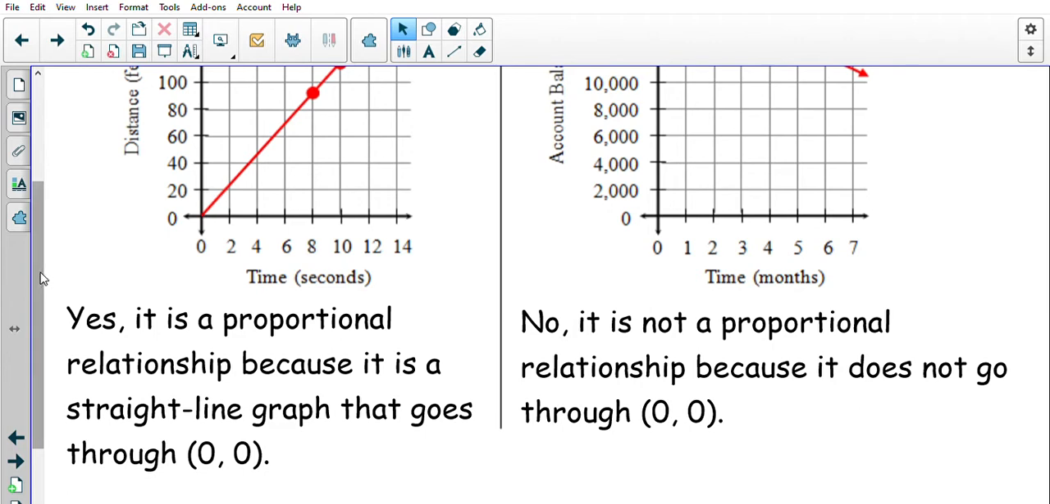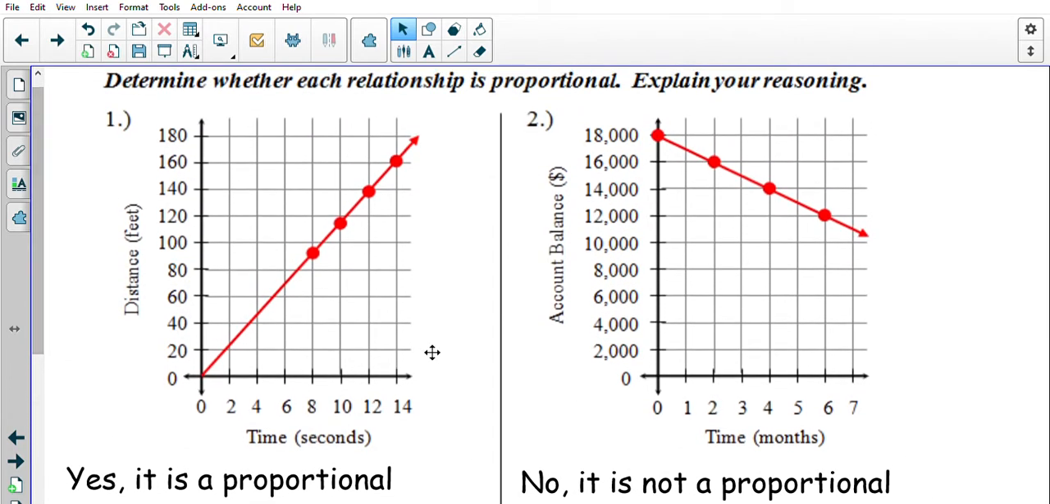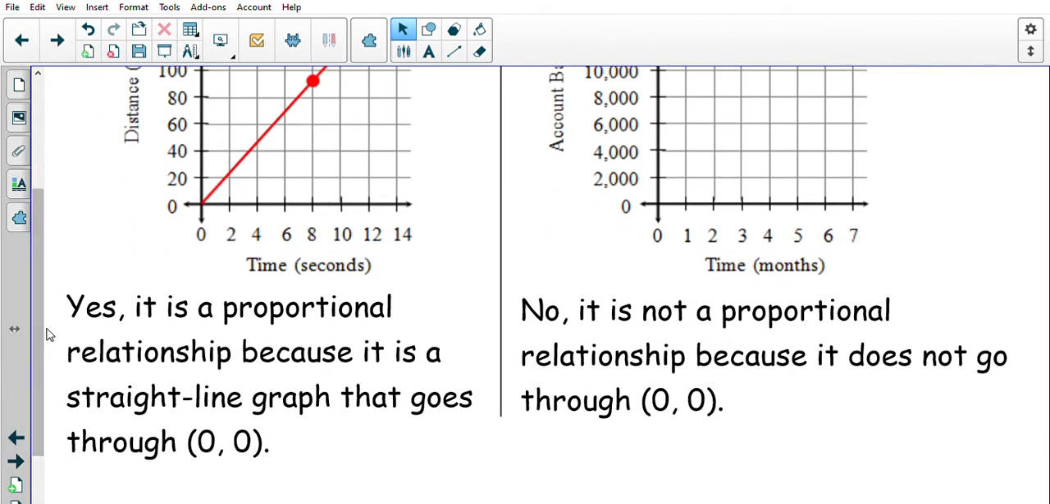Now let's look at number 2, and my apologies for not covering up my solutions here, but no big deal. I notice that this graph right here is a straight line graph, but it does not go through 0, 0. So in this case, it's not going to be proportional because it does not go through 0, 0, even though it is a straight line graph.